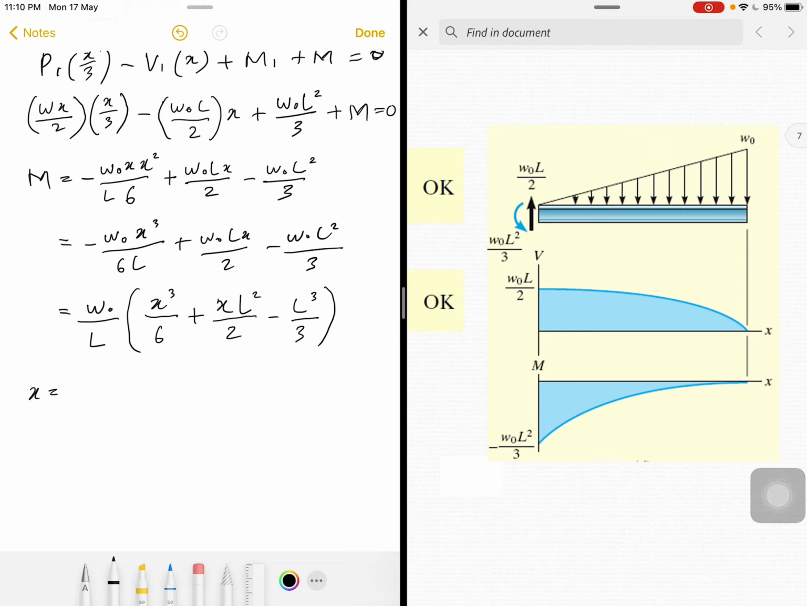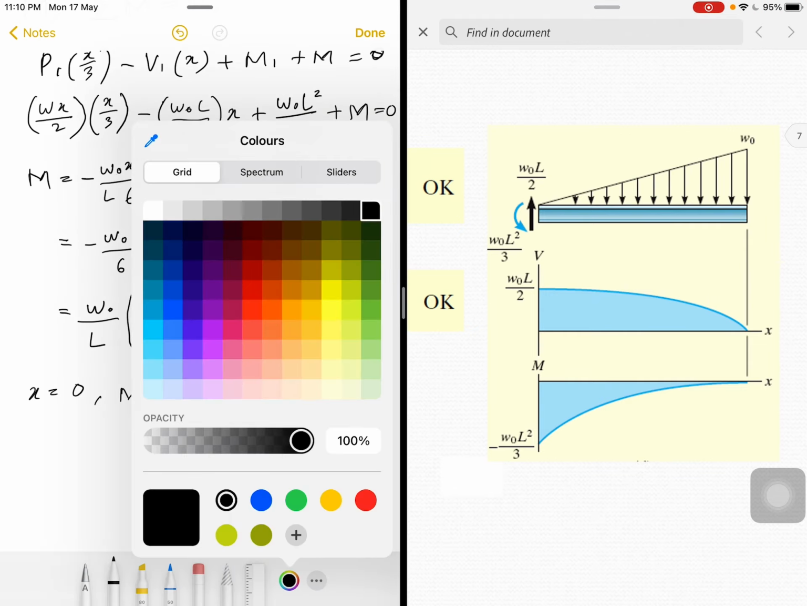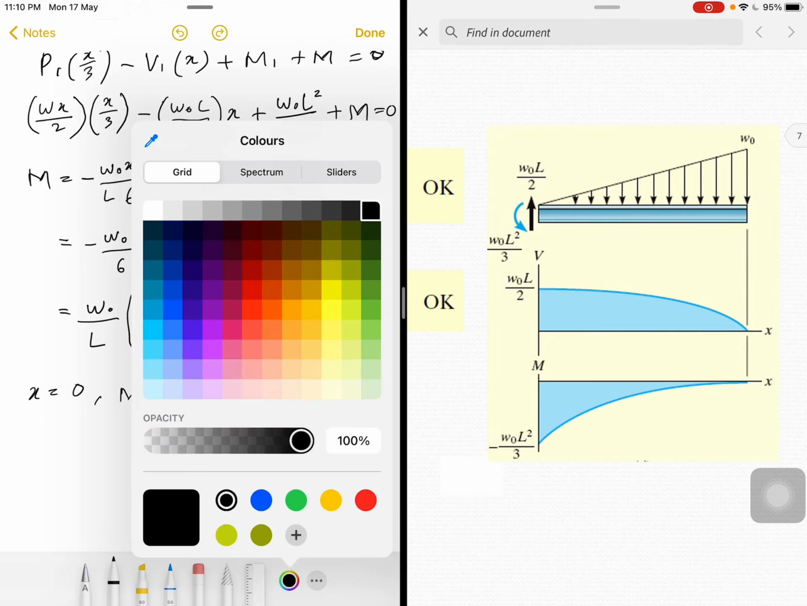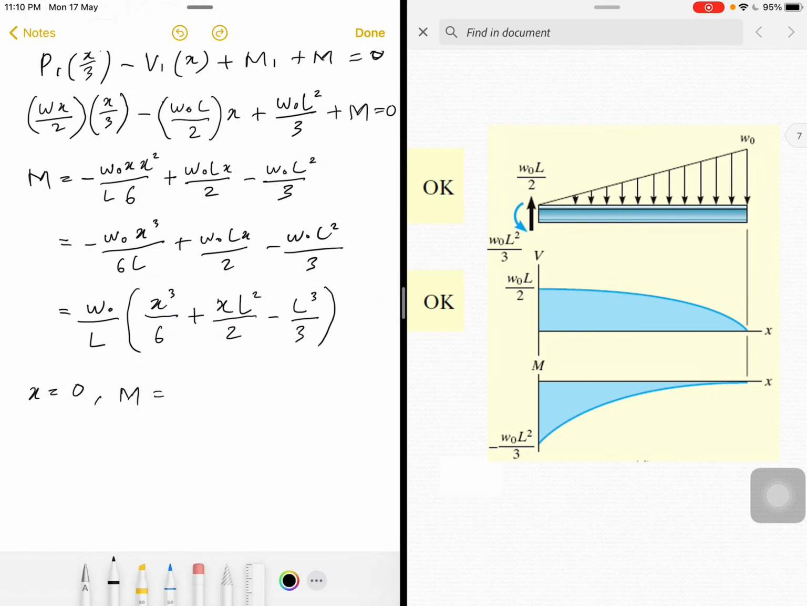So let's say X is equal to 0. What will happen is, the moment will be, this one will be 0, and this one will be 0 as well. So what is left is negative L square over 3. You can see that this one is similar to this one. So that means this equation so far is correct.